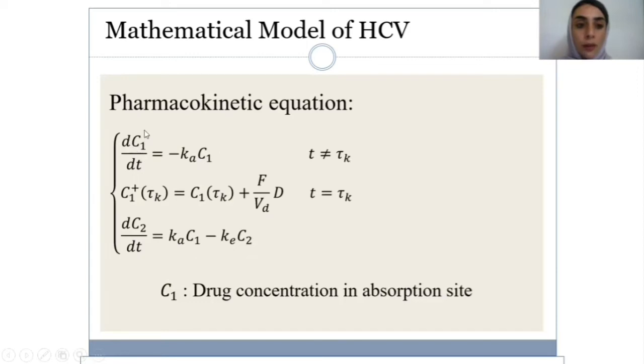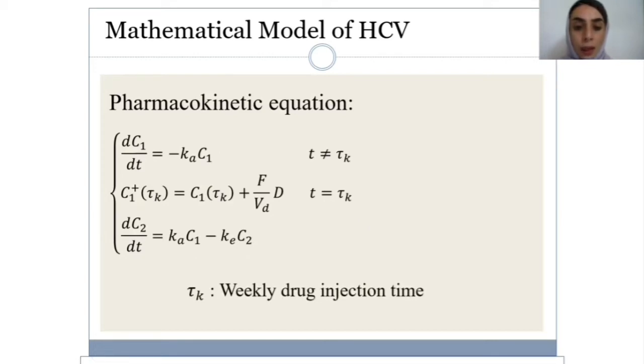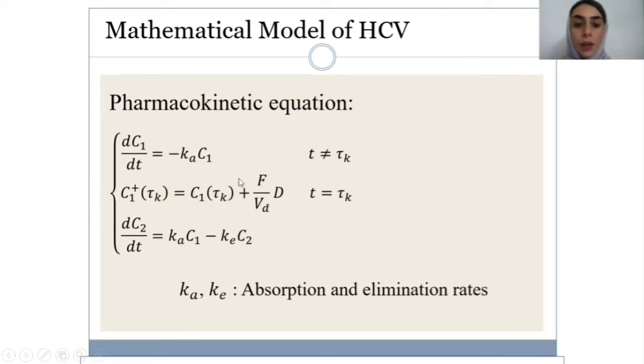In this equation, C1 is the concentration of the drug in the absorption site, tau k is the weekly drug injection time, D is the drug dose, F drug bioavailability, VD drug distribution volume, and Ka and Ke are the absorption and elimination rates. As it's clear from the second equation, the concentration of the drug in the blood changes impulsively after the drug administration.